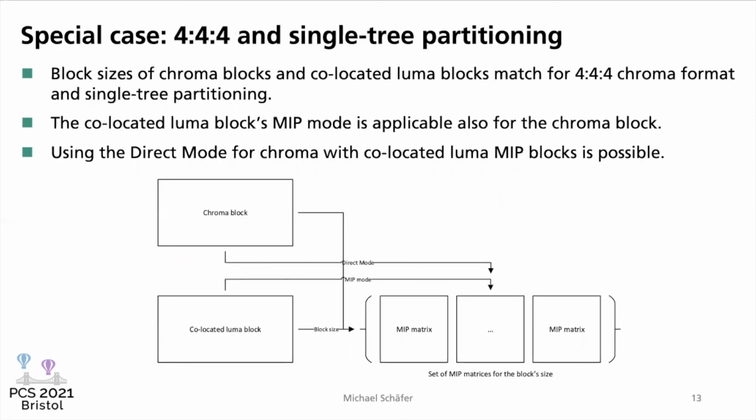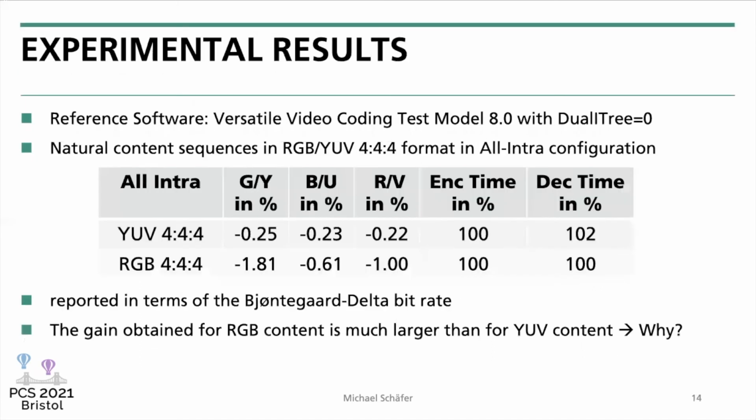Only after MIP was adopted, we realized that conversely, the block sizes of the chroma and co-located Luma block agree for 444 chroma format and single-tree partitioning. Thus, we adapted the syntax elements and allowed MIP for chroma blocks in these cases. The impact of this modification is quite substantial though. So let's skip into the results section.